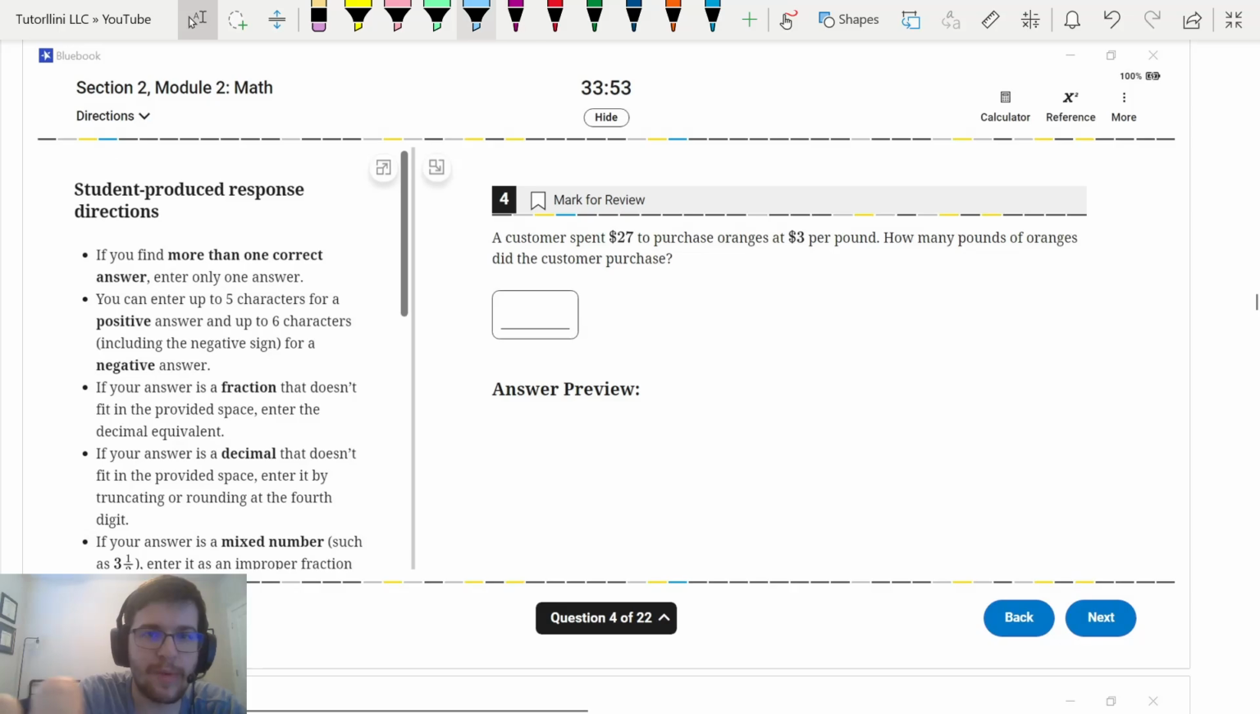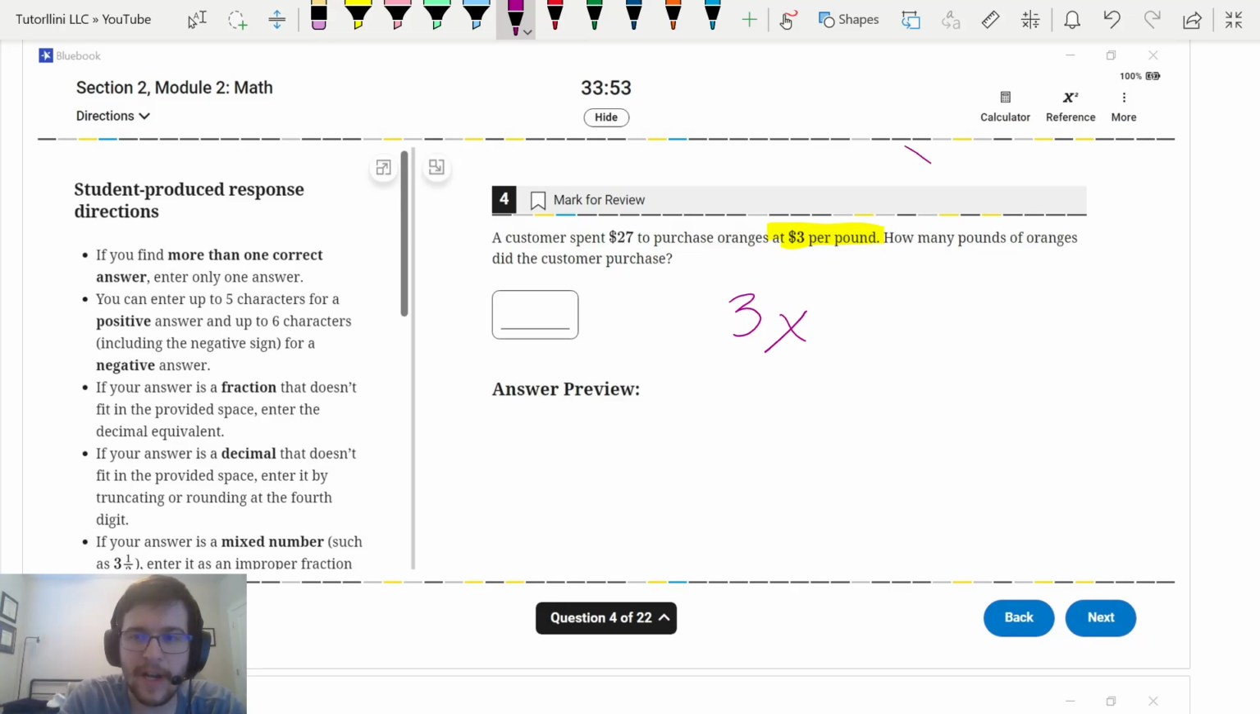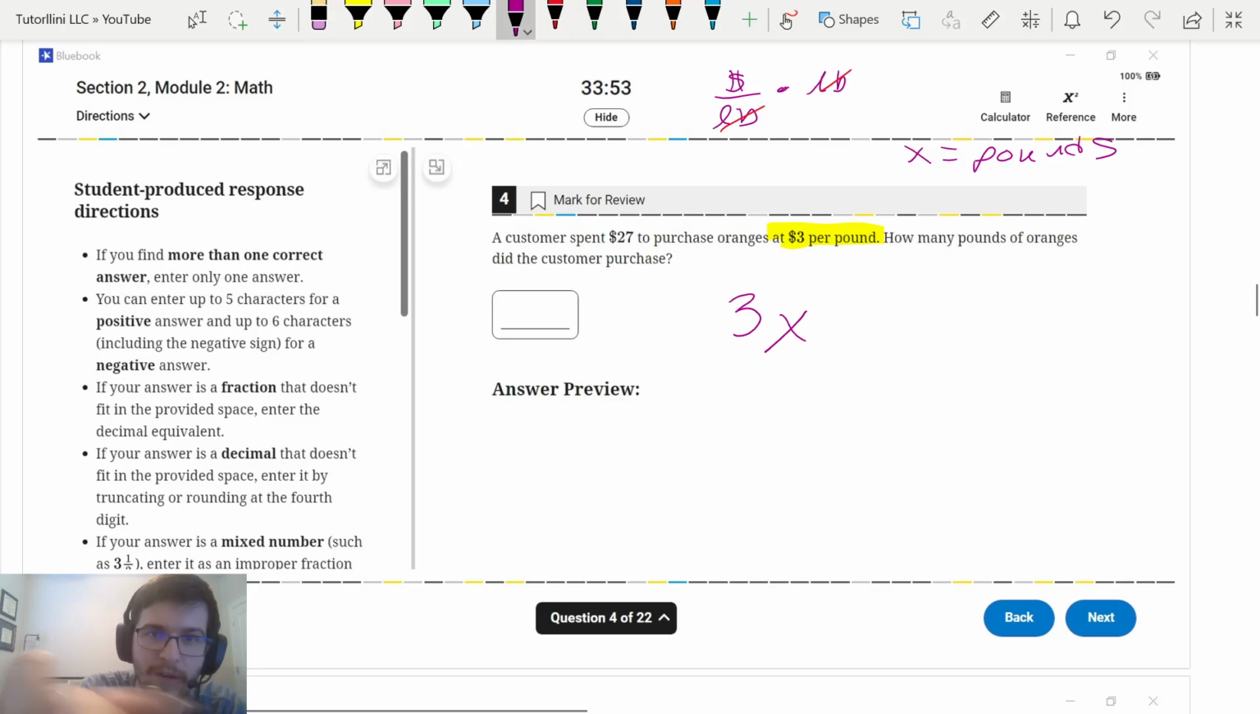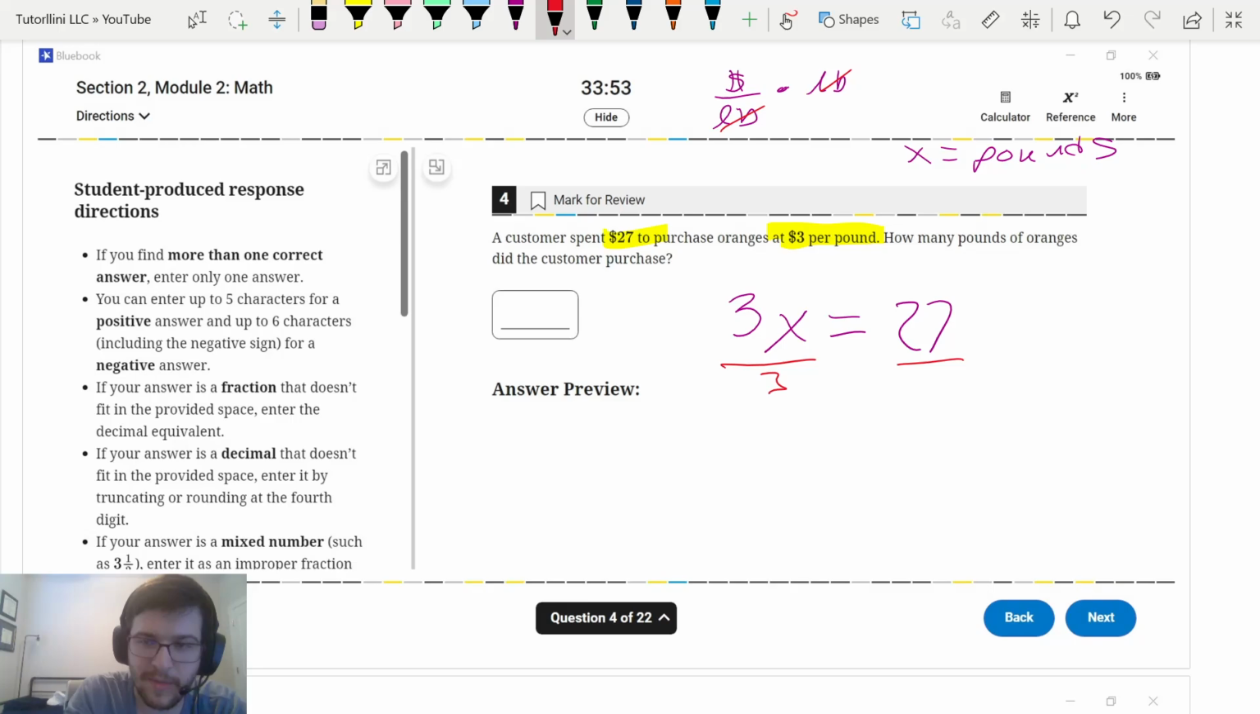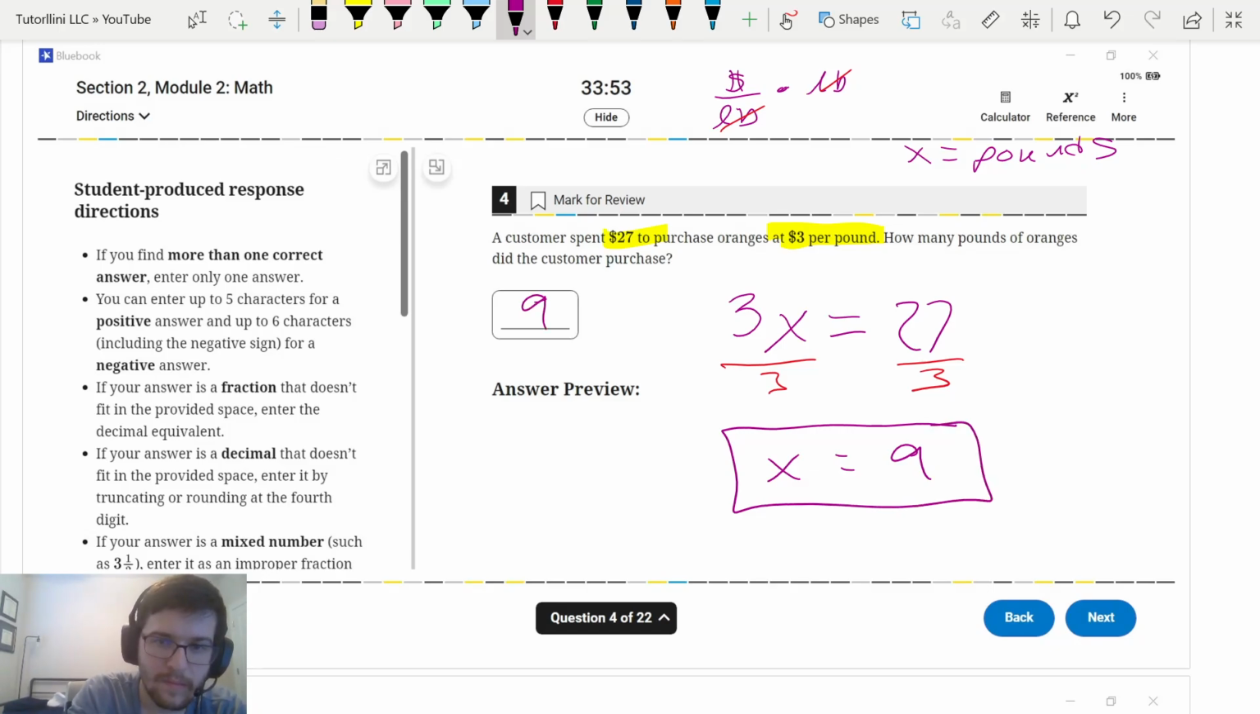Okay, so they were $3 per pound. That means he spent 3x, where x is the number of pounds. Dollars per pound times pounds, you see how the pounds would cancel, and we would get dollars, right? So this is equal to the dollars, which is 27. Now to solve this equation, 3 times x, we divide by 3, the opposite of multiplication, and we get x equals 9. Great.